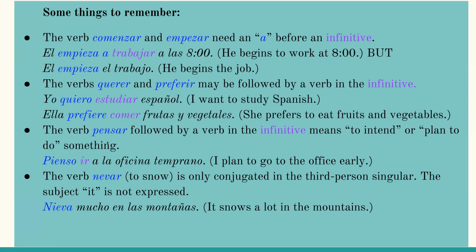Then we have the verb pensar, to think, that can also be followed by an infinitive, and it will mean that you're intending to or planning to do something. For example, pienso ir a la oficina temprano. And then lastly, we have the verb nevar, to snow, that is only conjugated in the third person singular, just like in English. The subject is it, and it's not expressed. So we would say, nieva mucho en las montañas.